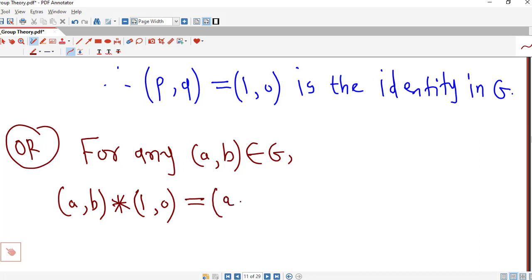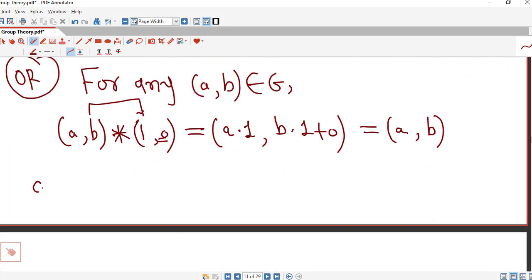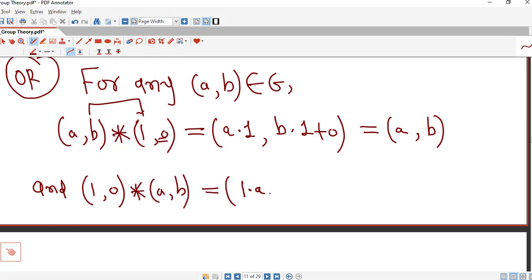So this is equal to first element into first element, second element into first element plus second element, by the definition of binary operation. Now A into 1 is A, B into 1 is B. And similarly we can show that (1,0) star (A,B) is also equal to 1 into A, then second element into first element, which is 0 into A plus B. Now 1 into A is A, 0 into A is 0 plus B, which is B.